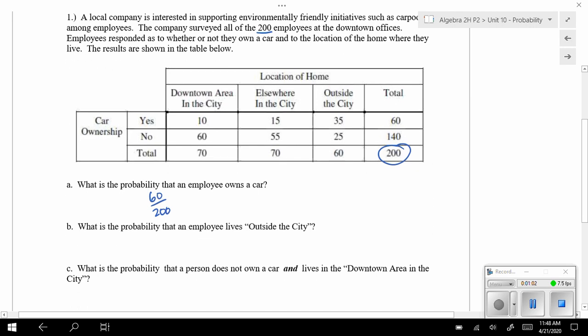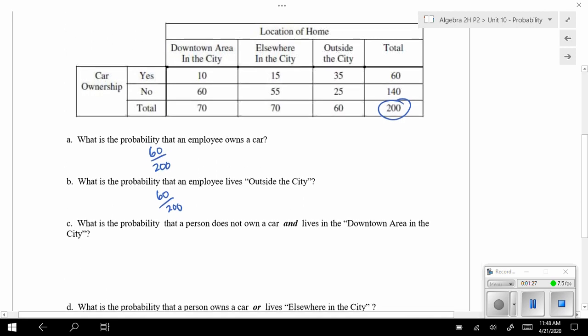What is the probability that an employee lives outside the city? All right, so we're looking at the outside the city area, and so that's this column. Again, it's the total of that column out of the total number of employees. So that's also 60 out of 200 for a different reason, but 60 out of 200. And again, I could reduce these. I could call it 3/10, but leaving them in their non-reduced form kind of brings more meaning to where these numbers come from.